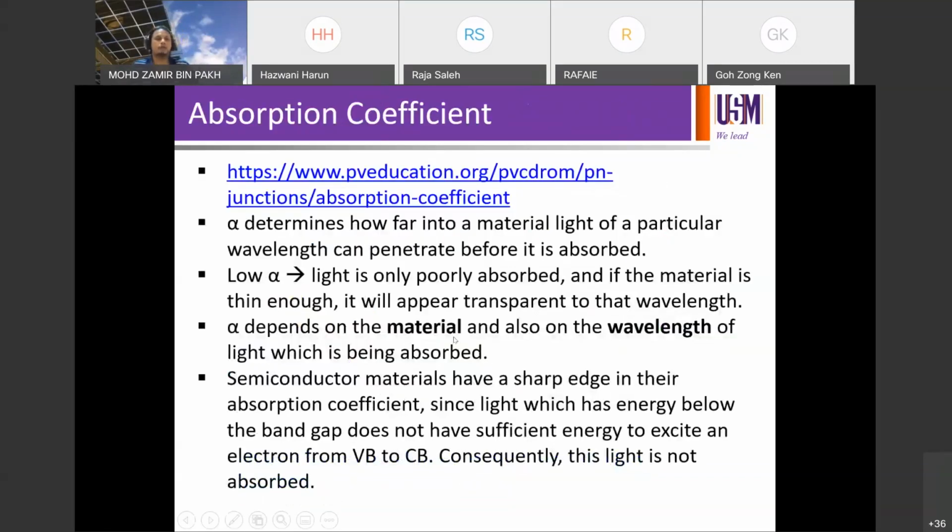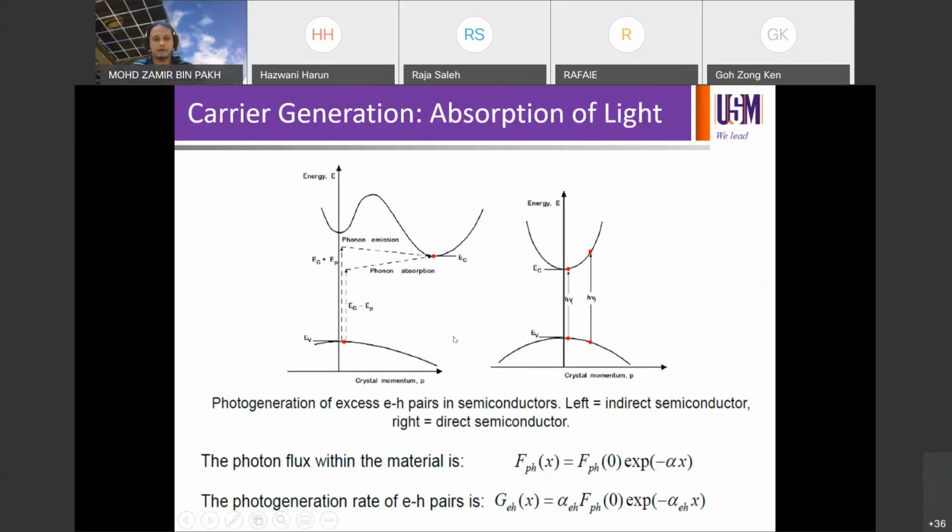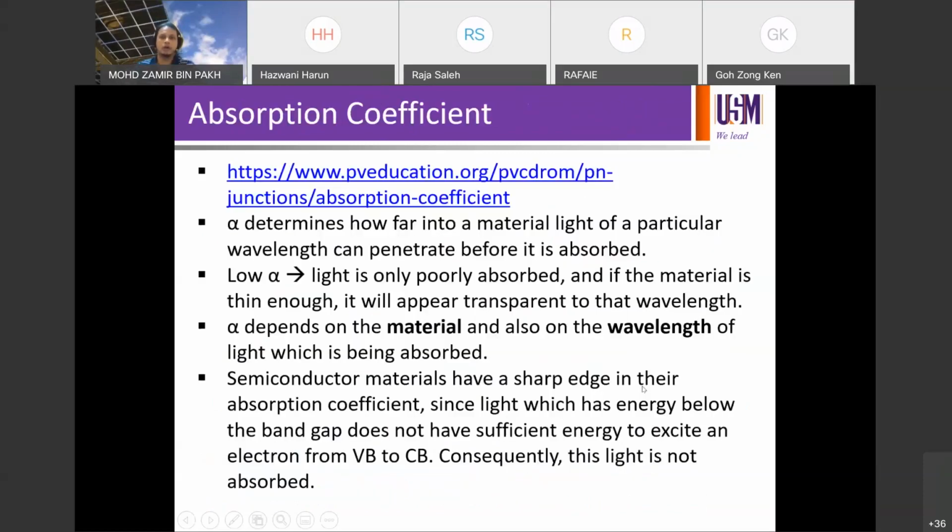Right, so absorption coefficient, the alpha value. We talked about alpha just now in the flux and photo generation rate equations. Alpha here is the absorption coefficient. So what is absorption coefficient? Alpha determines how far into a material the incident light of a particular wavelength can penetrate before it is absorbed. So alpha will determine how far your incident light of a particular wavelength can travel into a volume of material before it is absorbed.